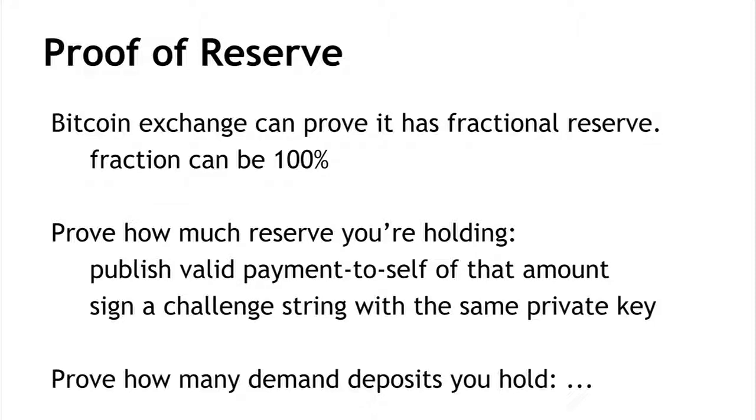And the second piece is to prove how many demand deposits the group holds. And if you can prove those two things, then somebody can simply divide those two numbers, and that's what your fractional reserve is. One more thing to note before we go on and talk about how you prove how many demand deposits you hold, that's the tricky part, is that in proving how much reserve you're holding, you could underclaim. That is, the organization might have 150,000 Bitcoins, but choose to make a payment to self of only 100,000. And so this proof of reserve doesn't prove that this is all you have, but it proves that you have at least that much.